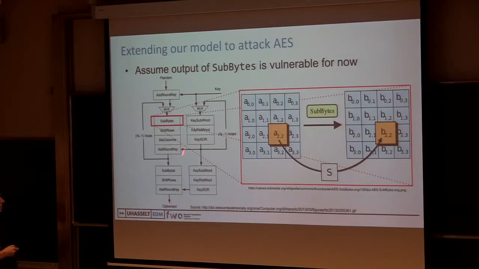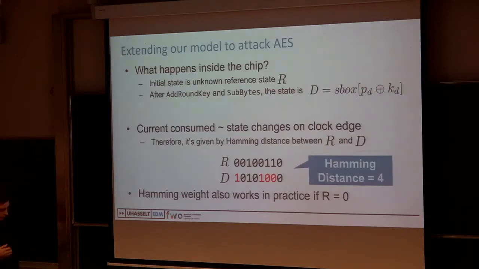After the add round key phase, it moves on to the sub-bytes stage, where the output byte of the previous stage will just be substituted with another one based on the S-box, and it will store it again. So assume for now that the output of this is the vulnerable point that we want to attack. Now the question is, what happens inside the chip? The initial state is unknown, and let's call it R. Then after the add round key and sub-bytes stages, the state will be D, which is equal to the S-box of P XORed with the key.